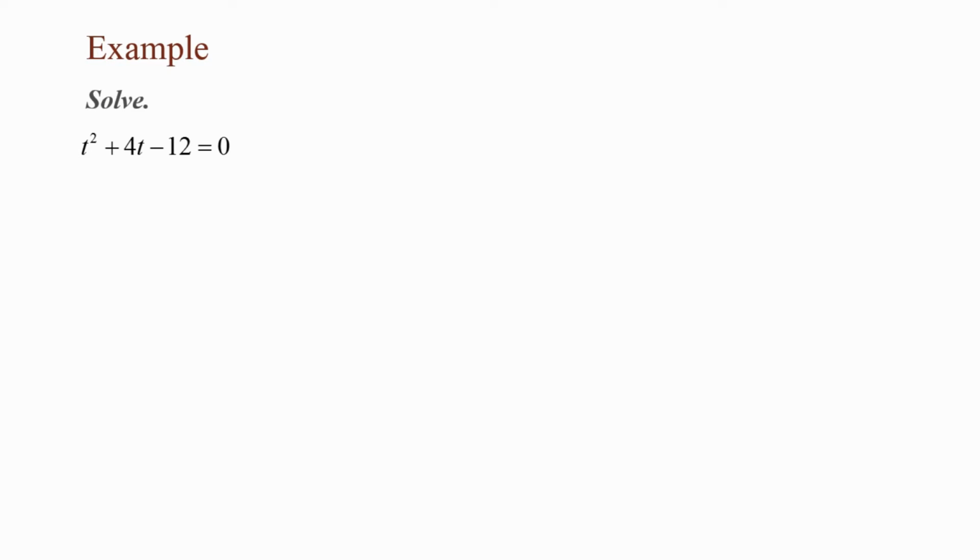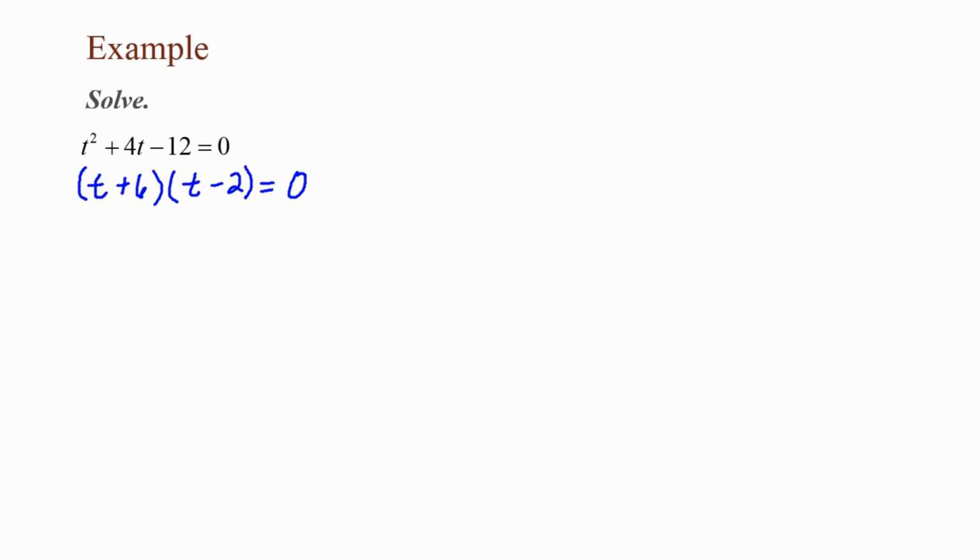In this example, we need to solve t squared plus 4t minus 12 equals 0. So we begin by factoring. We need two numbers that multiply to be negative 12 but add to be 4. So we have t plus 6 times t minus 2 equals 0. The equals 0 is important because we're doing an equation. 6 times negative 2 is negative 12. 6 plus negative 2 is a positive 4.